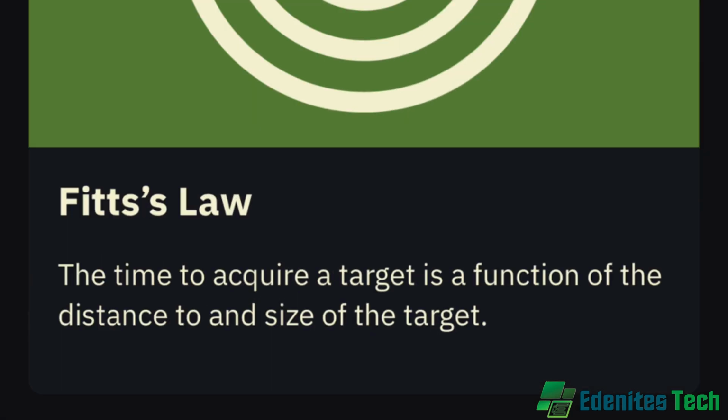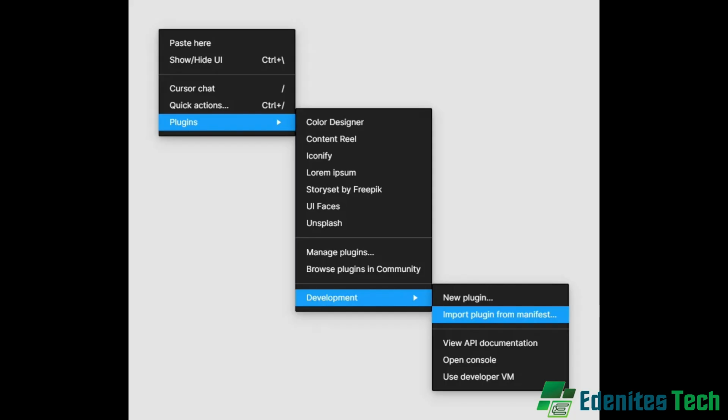The first law we have is Fitts's law. The time to acquire a target is a function of the distance to and the size of the target. This simply means that how long it takes for users to move to select a target increases as the distance increases, so does the time to move towards the target, and the size decreases. As you can see in this image, this is a Figma image. You will see that the user moved from the plugins to go to development, then selected aspect of development, and because of how long it takes, you can see that the image reduces.